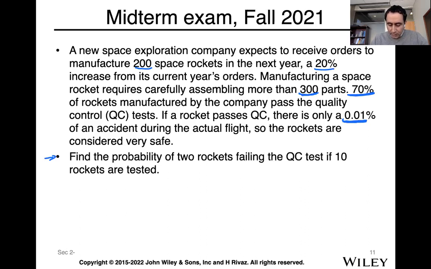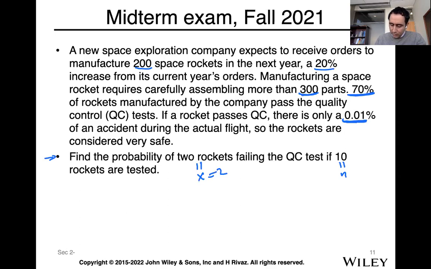We immediately see this is binomial because I'm testing 10 rockets, which means I'm repeating the experiment 10 times. The total number of experiments is n, which is 10. I want 2 rockets to fail. In this experiment, failing is defined as success, so success is finding a rocket that actually fails. So x is 2.